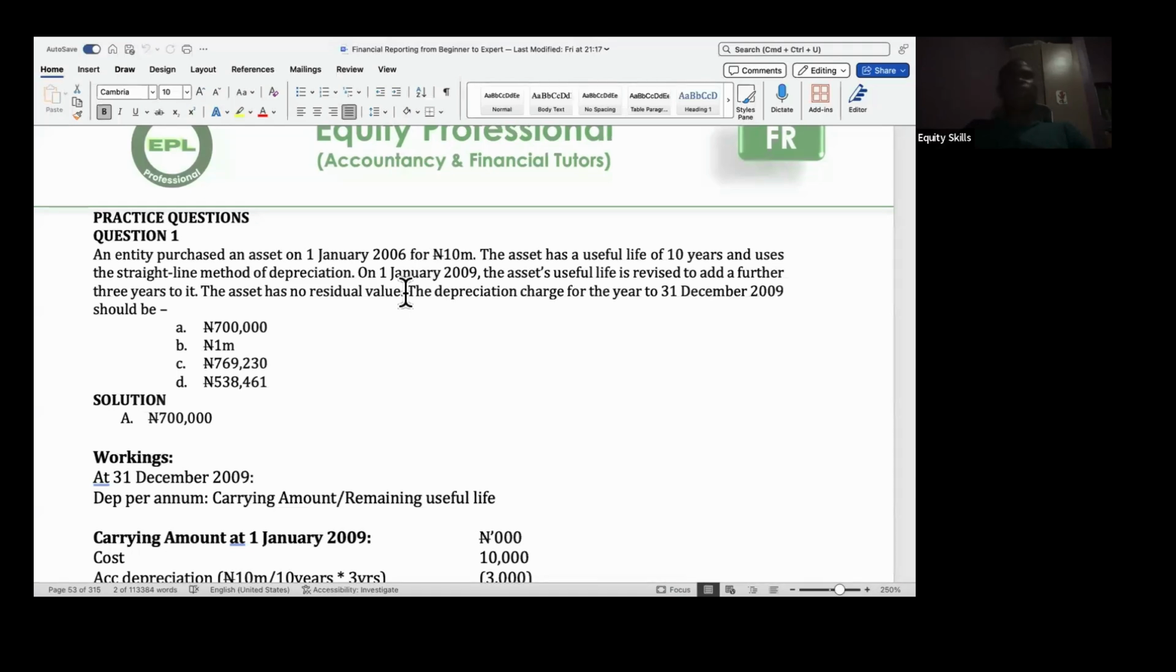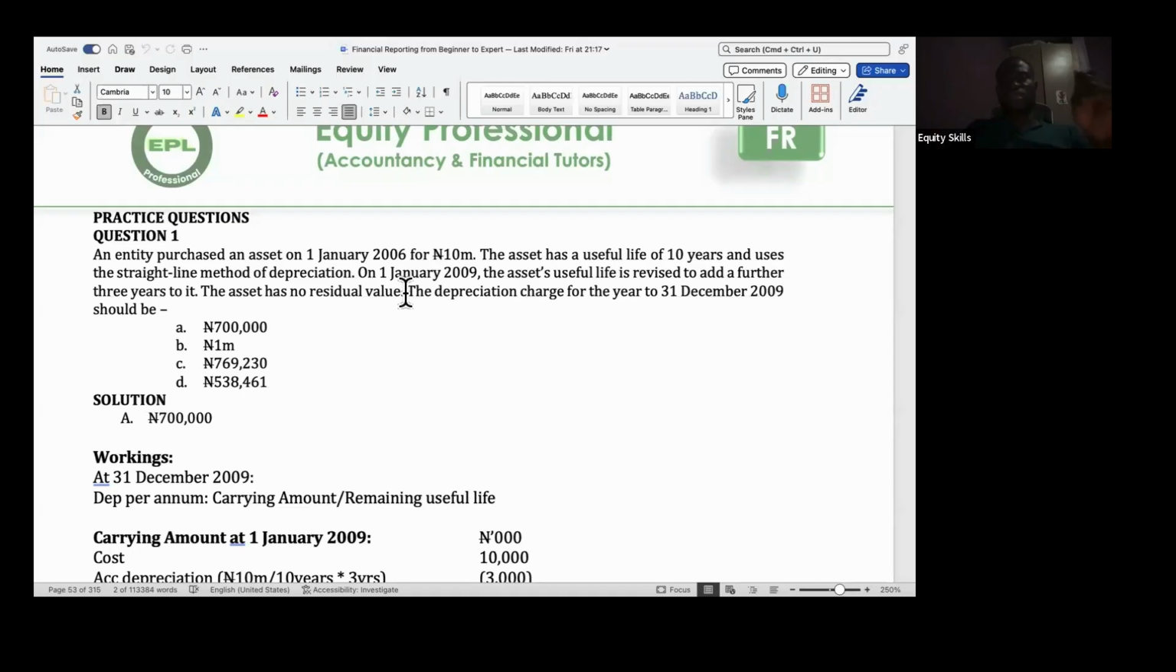Now, to remove the asset account from our books, we're going to credit the asset account, because ordinarily an asset account is a debit. To remove it, we credit it, and we're going to debit the disposal account. You have removed the asset account. Thereafter, you're going to remove the accumulated depreciation account from the books by debiting accumulated depreciation and crediting the disposal account.